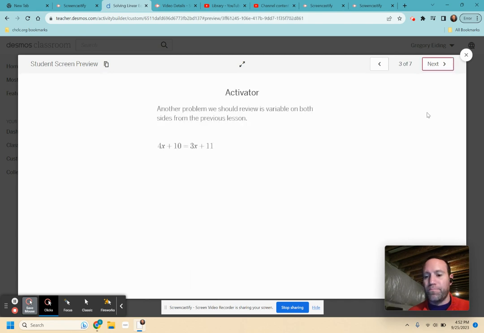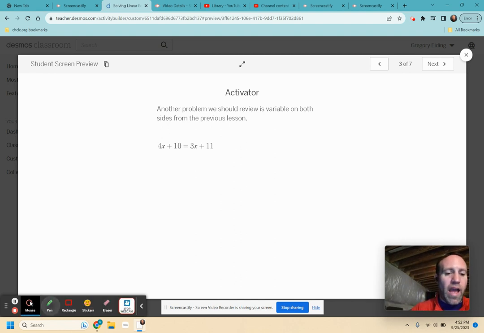All right, let's go ahead and tackle this one. It's another activator problem. It's one that we saw already. How to handle a variable on both sides.